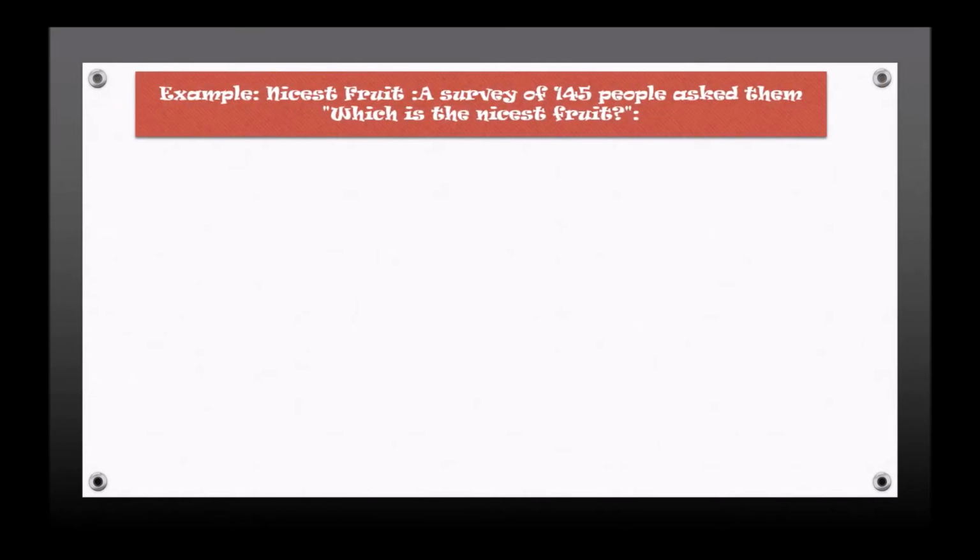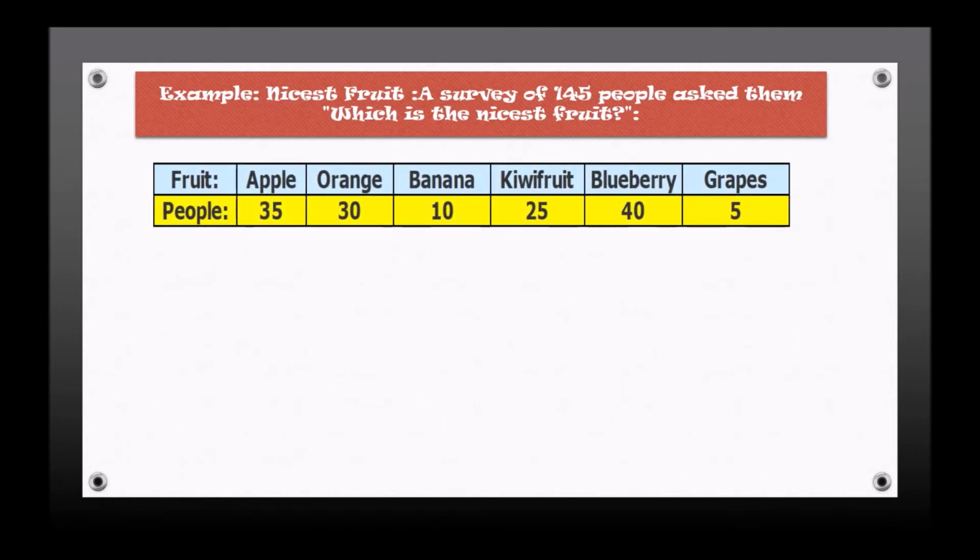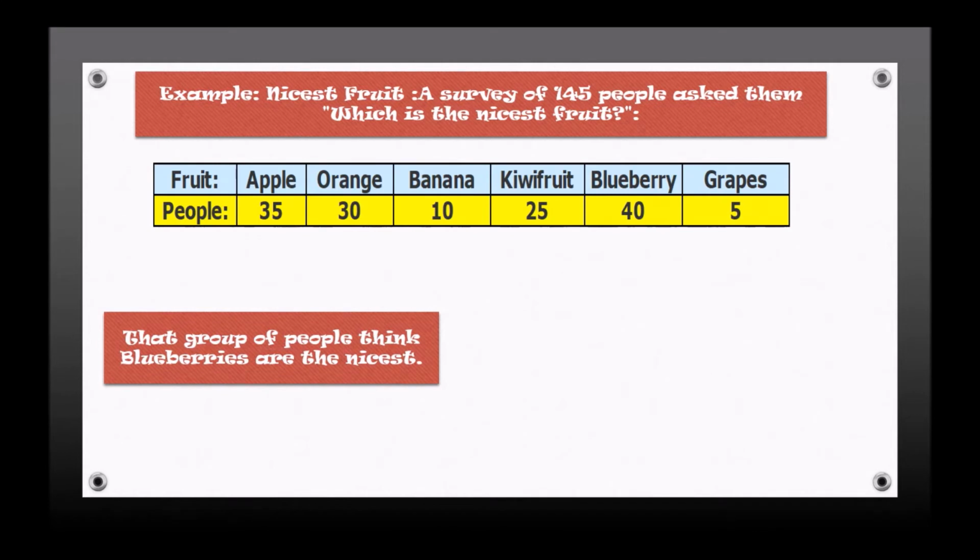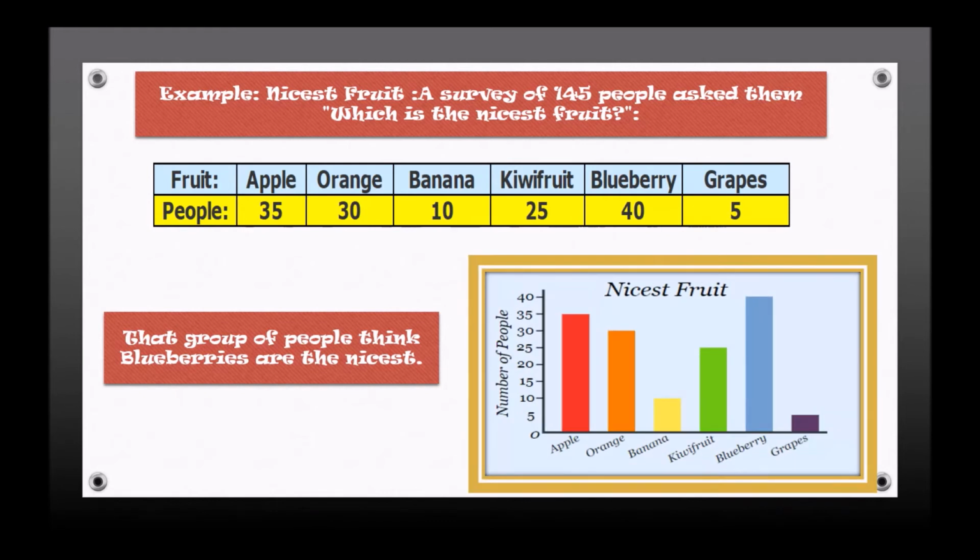Now one example. Nicest fruit. A survey of 145 people asked them which is the nicest fruit. So we get the result like this. Apple 35, orange 30, banana 10, kiwi fruit 25, blueberry 40, and grapes 5. That group of people think blueberries are the nicest. So this is a bar graph which shows the nicest fruit.